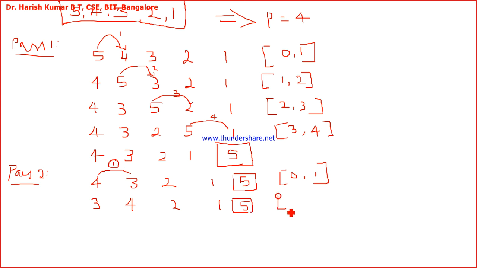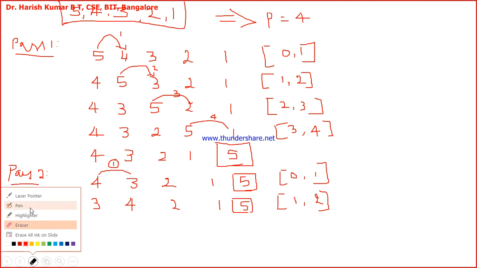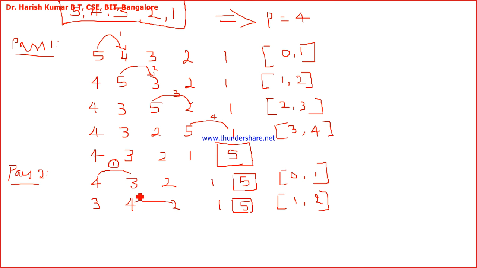Now in the second iteration of the inner for loop, we are comparing the element at index 1 and the element at index 2. So these two are compared, and this is the second comparison we are doing in pass 2. So swap is required: 3, 2, 4, 1 and then 5.